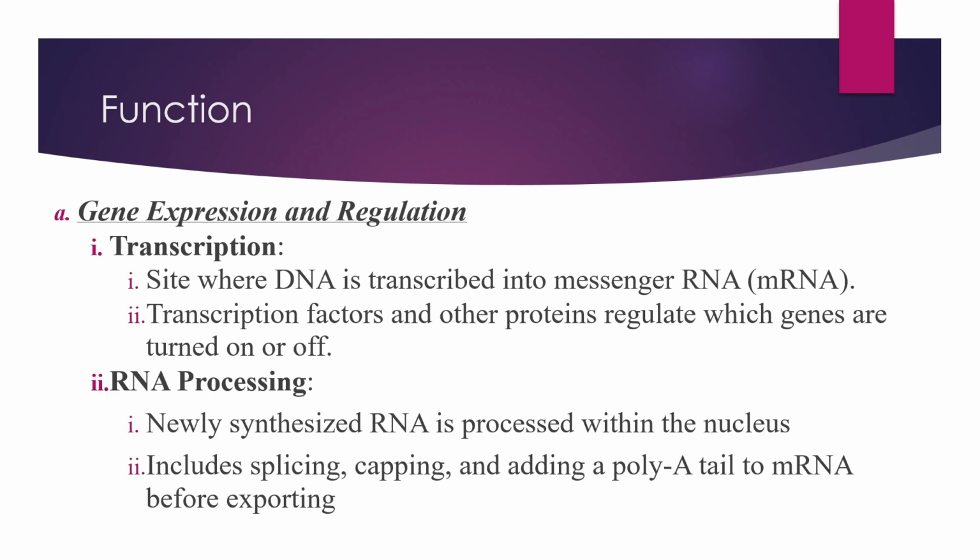Then you have gene expression regulation. So we have transcription. The nucleus is the site where DNA is transcribed into messenger RNA. Transcription factors and other proteins then regulate which genes are turned on and off, which creates a huge cascading reaction through the body, which is how you get sometimes all these diseases, how certain drugs work the way they do, by turning genes on and off. That's how things happen in the body the way they do, through gene expression and regulation.